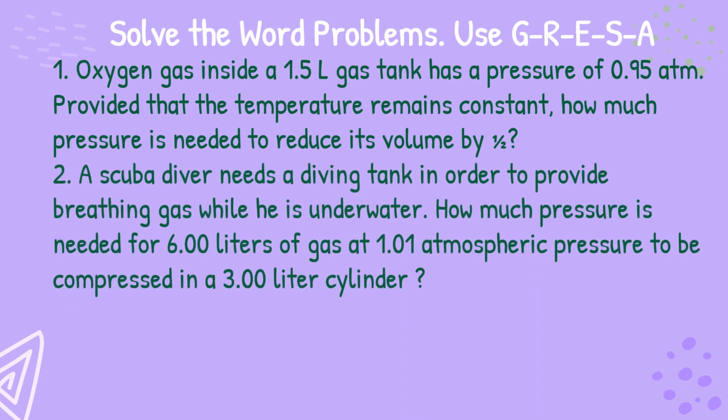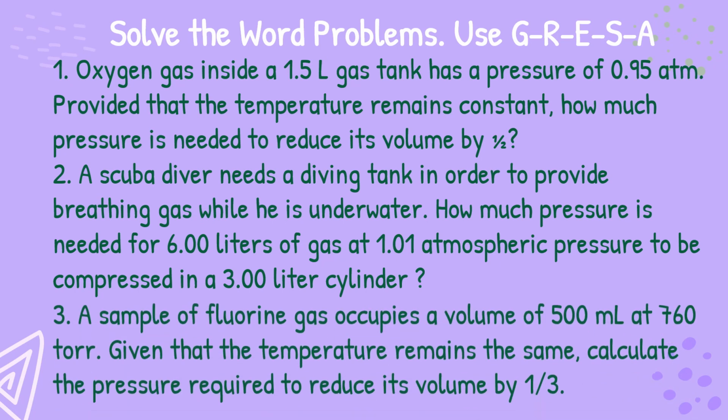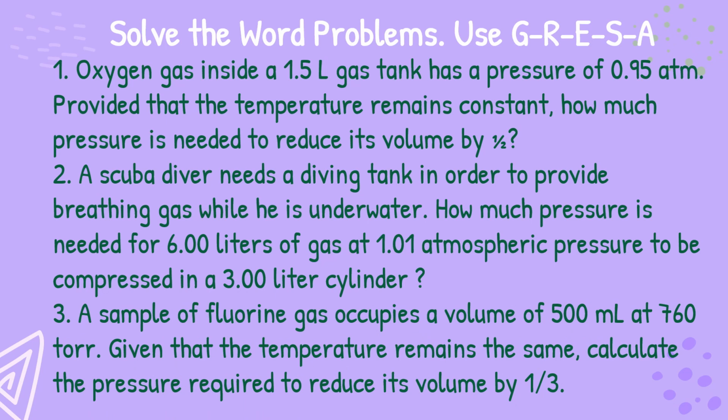Number 2. A scuba diver needs a diving tank in order to provide breathing gas while he is underwater. How much pressure is needed for 6 liters of gas at 1.01 atmospheric pressure to be compressed in a 3-liter cylinder? And last number, a sample of fluorine gas occupies a volume of 500 milliliter at 760 torr. Given the temperature remains the same, calculate the pressure required to reduce its volume by one-third.